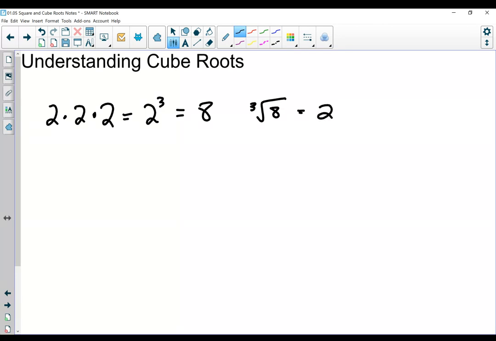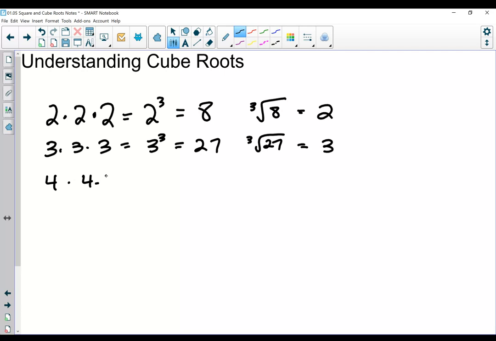3 times 3 times 3 equals 3 to the third power, or 3 cubed. 3 times 3 is 9, times 3 is 27. And so the cube root of 27 is going to equal 3.